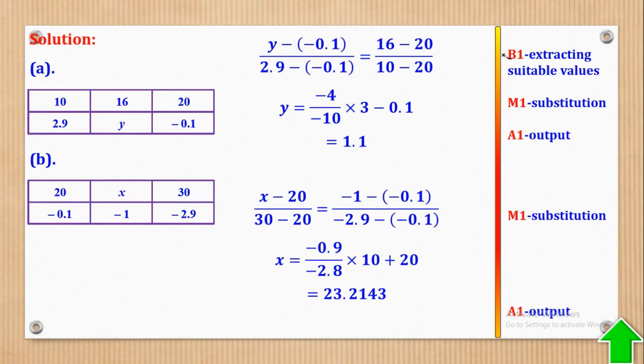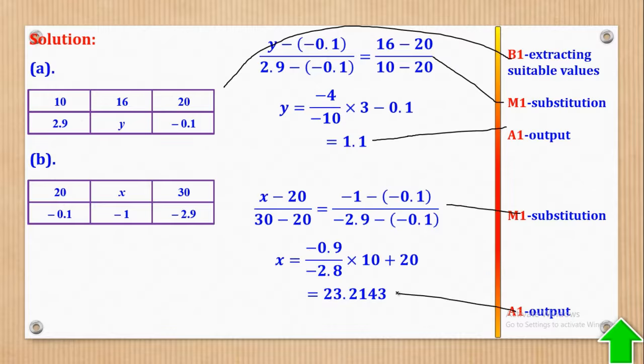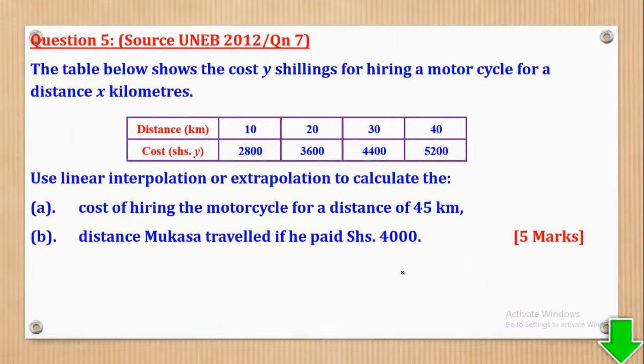So B1 will be for this, M1 for this, A1 for that, B1, M1 for that, A1 for that. So that was question 4.